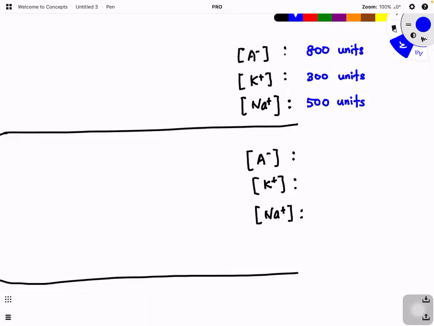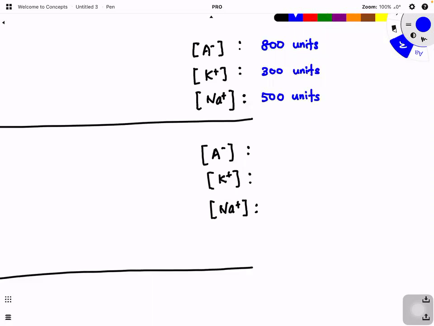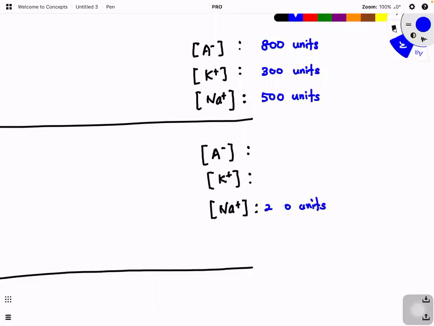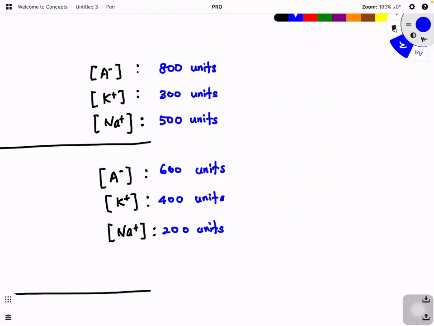So inside the neuron also, let's say 200 units of the sodium ions. Potassium ion, let's say 400 units. Are you clear? Okay, 400 units. So total up here 600 units, which means the negatively charged ion is 600 units. So at this moment, can you see that they are neutral? The number of positively charged ions and negatively charged ions are the same.